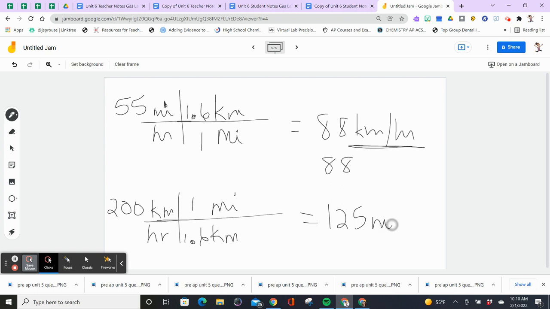And do not just put 125. It's 125 miles per hour. You must write down the unit. So when you have a quiz or a test or whatever, I'll give you a point for the right number and I'll give you a point for the right unit. So you have to write down both.